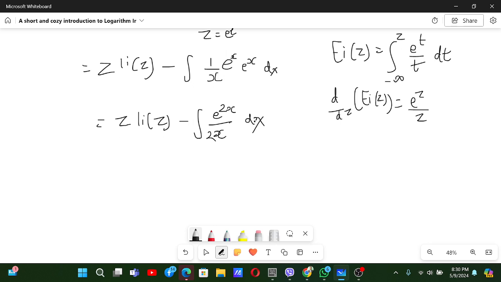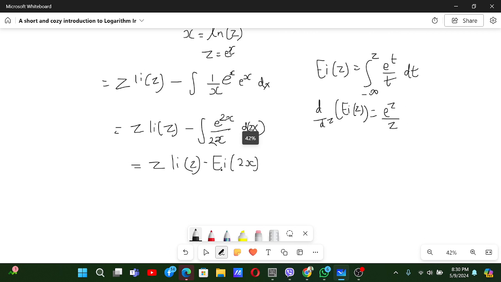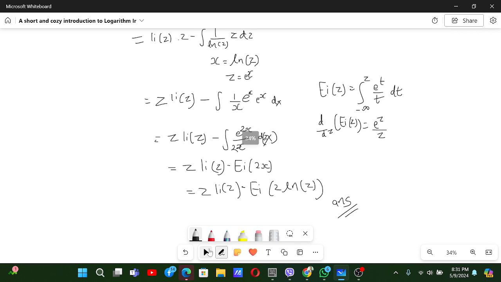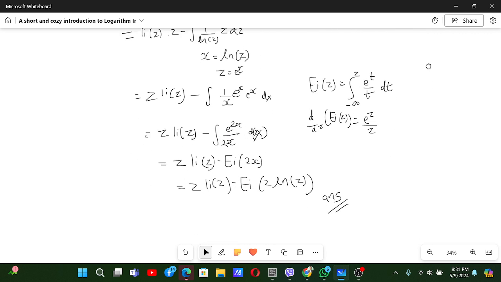which can go inside the differential, so d of 2x. We can see that this is also the same integral. We can let z as 2x, and e to the power z by z dz will be there. So this is z Li of z minus Ei of 2x. And we know that x is just ln of z, so it will be z Li of z minus Ei of 2 ln of z, and this will be our answer for the integral of Li of z.